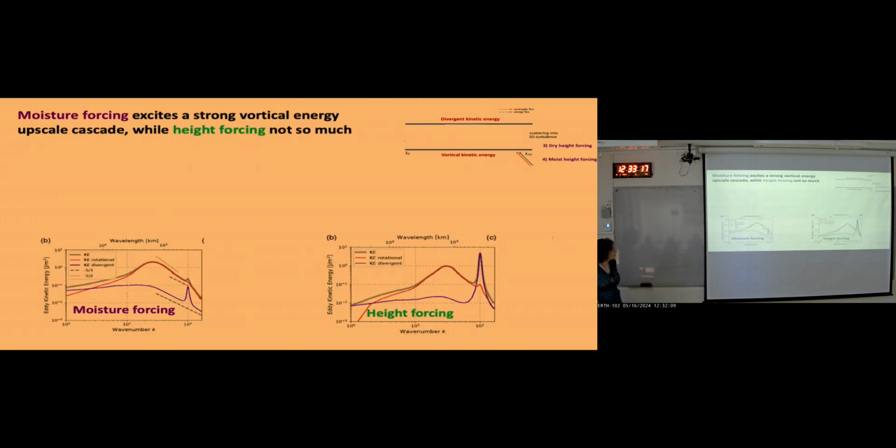Now, what happens when you force moisture or you force height in these runs? Moisture forcing is very efficient in exciting an upscale cascade. It's hard to see that it's more efficient, but if you look at the time evolution, in the moist runs you start with a peak like this, and then it evolves up. With moisture, this happens right away. If you force vorticity, it takes longer. We're not sure why.